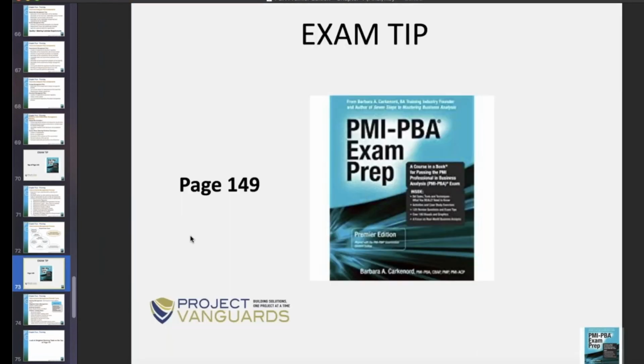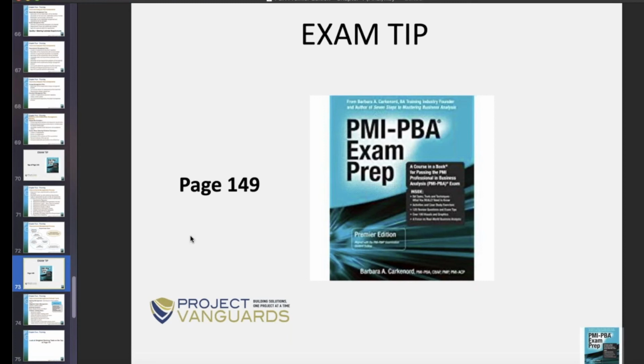Another tip on page 149. Got to do a couple pages here. And on page 149, the exam tip says, expect to see a situational question about conflicting stakeholder priorities, in which case you use waterboarding. No, I'm kidding, don't do that. How would you handle a situation where one stakeholder wants requirement A, another demands requirement B?